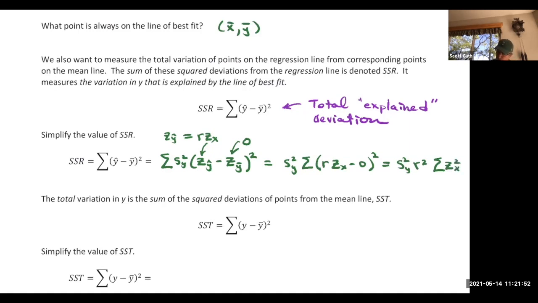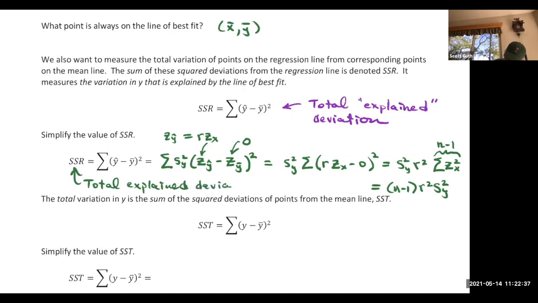And then we have a tool in our little toolbox for that. We've decided that the sum of the squares of z-scores, any complete set of z-scores, if you square them and add them up, you'll get your sample size minus 1. So this part here is n minus 1. So in the end, this total is n minus 1 times r squared times sy squared. Okay, so this is the total explained deviation from the mean. The part that we're using the explanatory variable to predict. The predicted deviation, if you like.